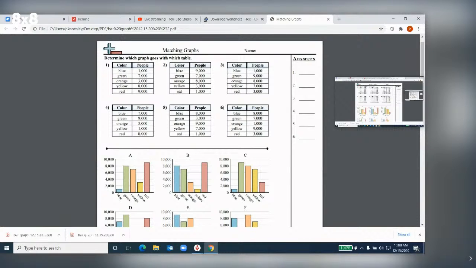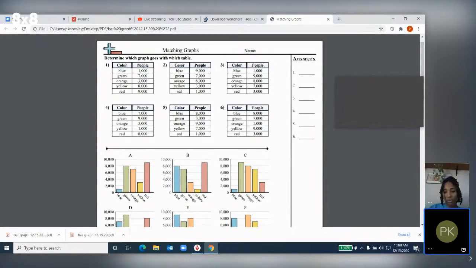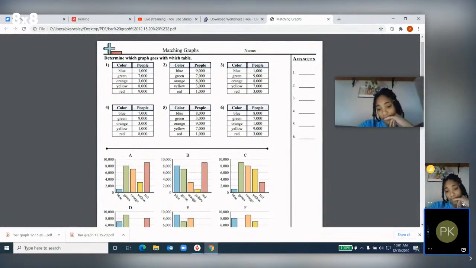So if you look up at the top here, there's six sets of data. It's all by colors. So you see blue, green, orange, yellow, and red. And then down below are six different graphs that represent that data up there. So what you're doing here is you're just trying to match the data to the graph. It's just like a matching, because it's good practice for you guys to interpret the data that you see in front of you.